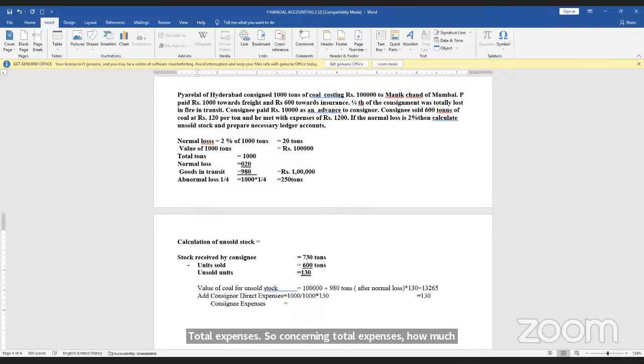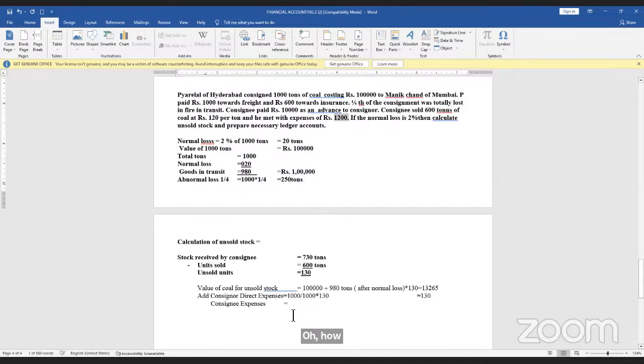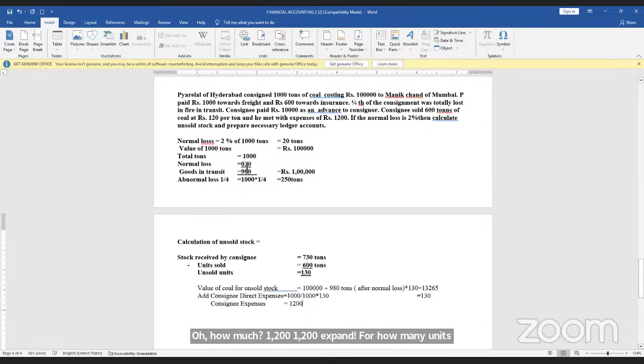Consignee total expenses, how much did he spend? 1200. The 1200 is spent for how many units? By the time he received, how many units did he receive? 730 units. See here, stock received by the consignee, how many?